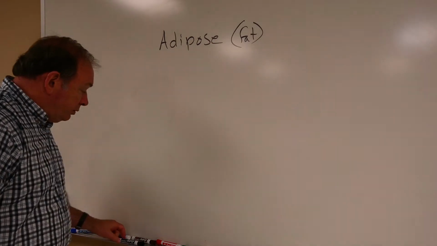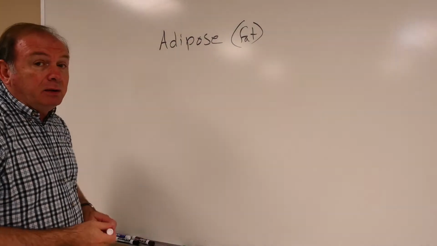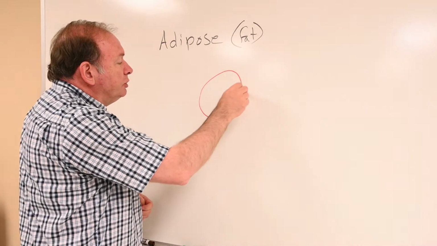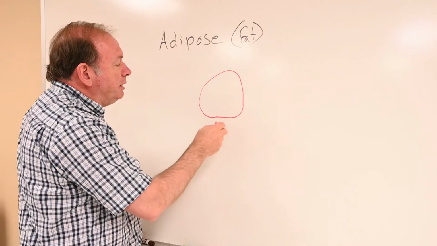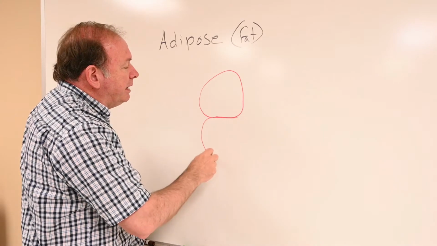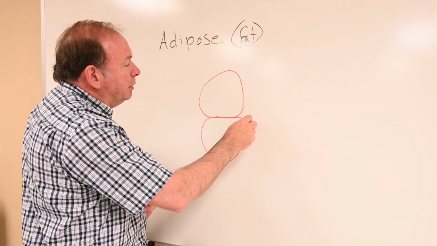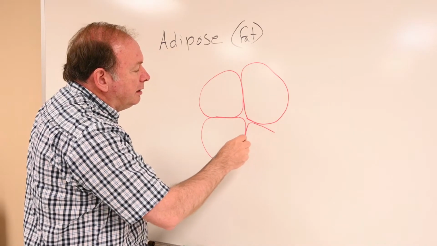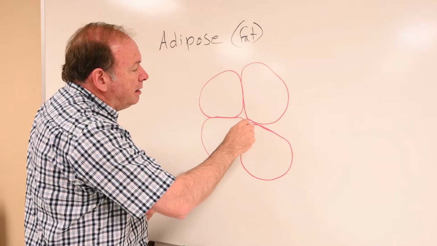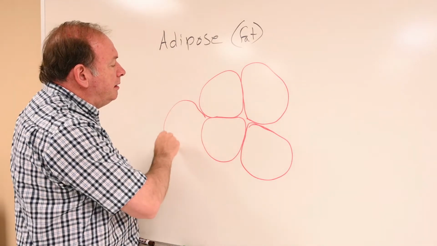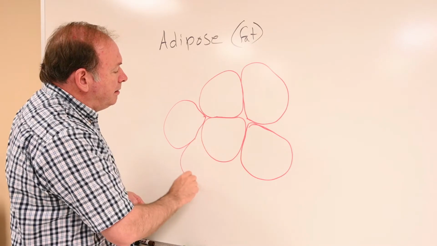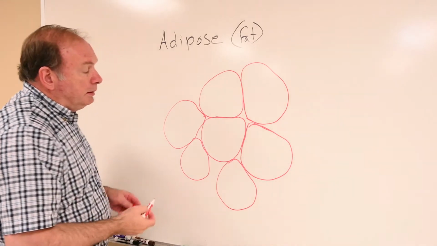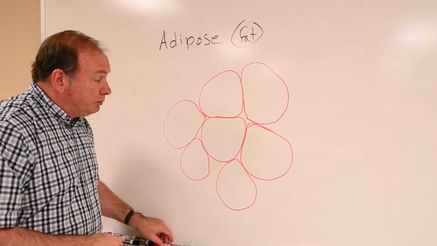Adipose, or fat tissue now. The cells of adipose tissue, fat tissue, are very large and rounded in shape, and they kind of fit together like bubbles that have come together. So this is just ordinary adipose tissue.